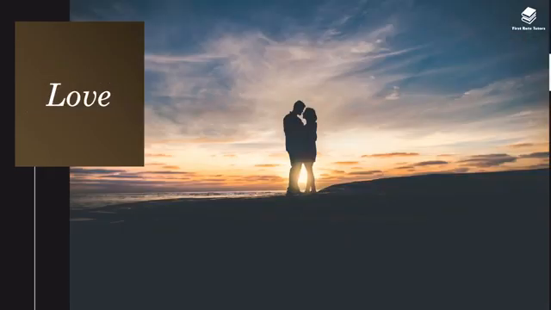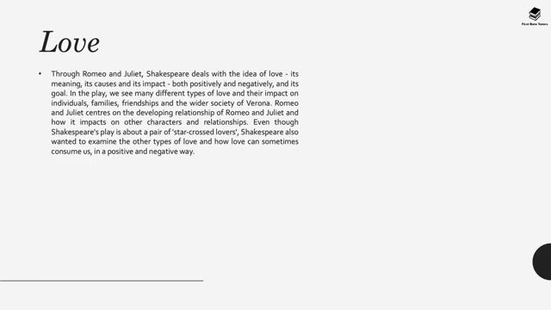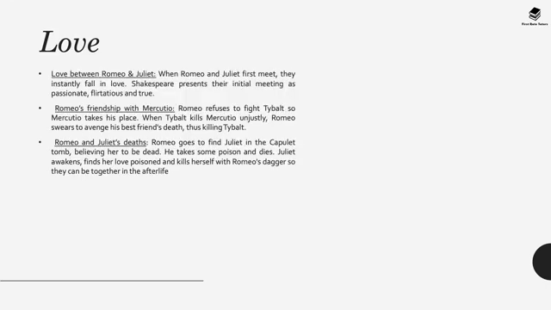Now, when it comes to the themes, the first is love. Through Romeo and Juliet, Shakespeare deals with the ideal of love, its meaning, its causes and impact, both positively and negatively, as well as its goals. In the play, we see many different types of love and their impact on individuals, families and friendships, as well as the wider society of Verona. Romeo and Juliet centers on the developing relationship of Romeo and Juliet and how it impacts other characters and relationships. And even though Shakespeare's play is about a pair of star-crossed lovers, he also wishes to examine other types of love and how love can sometimes consume us in a positive or negative way.